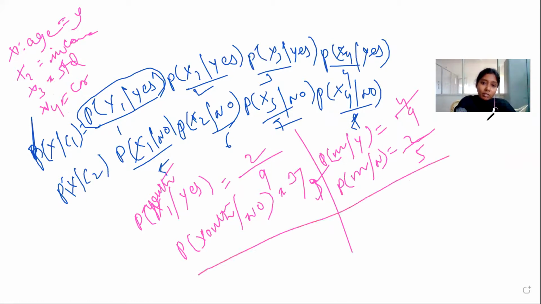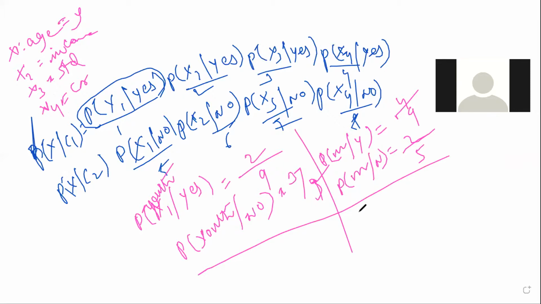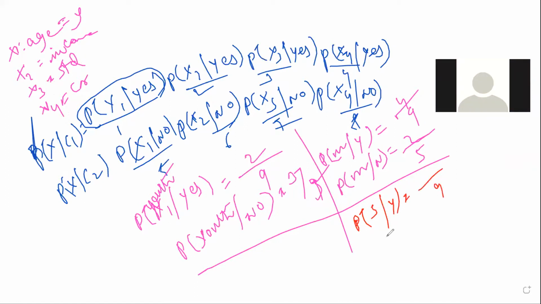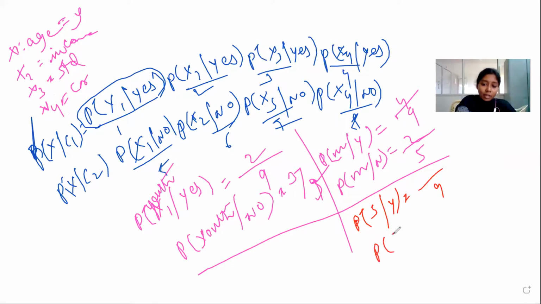And next, what to calculate? Student S. So P of student, yes, by S. So out of 9, how many students are there? And again here also P of student, no. Out of 5, how many no's are there? We need to see.